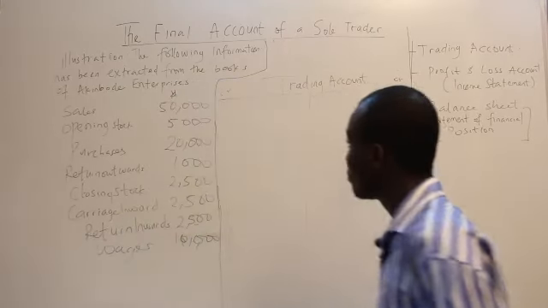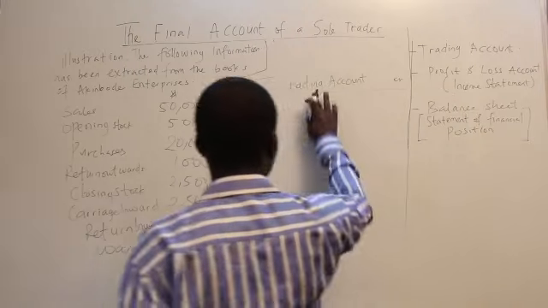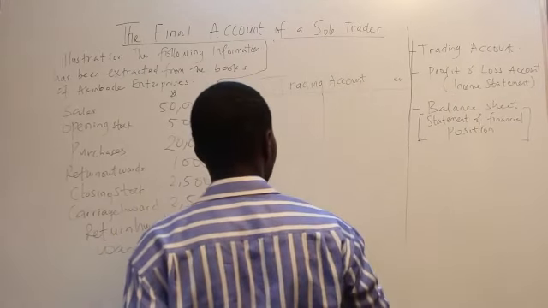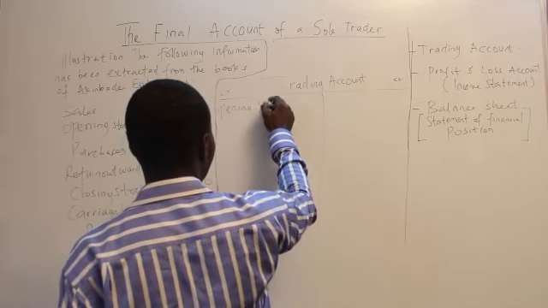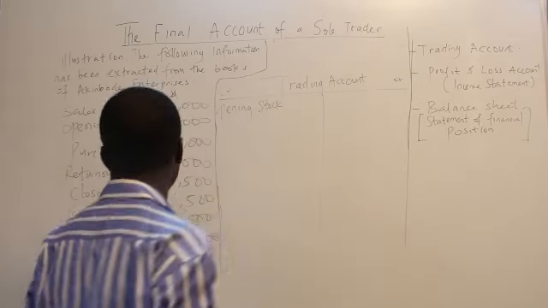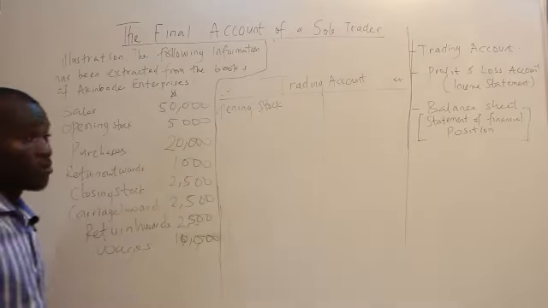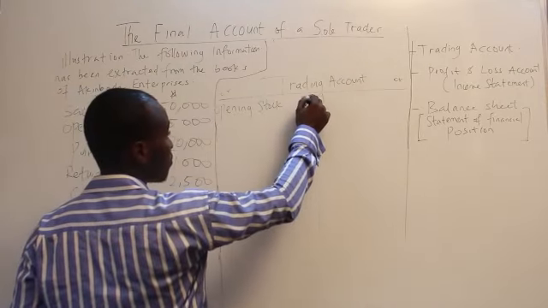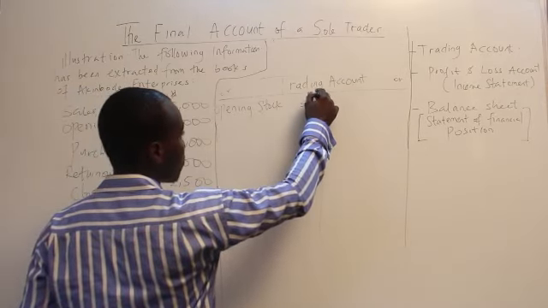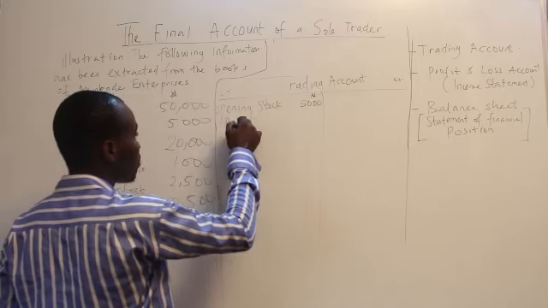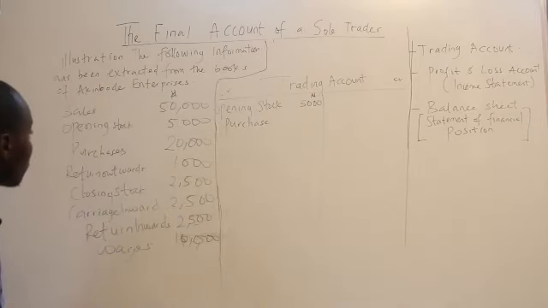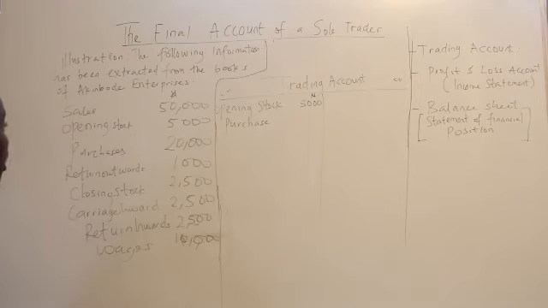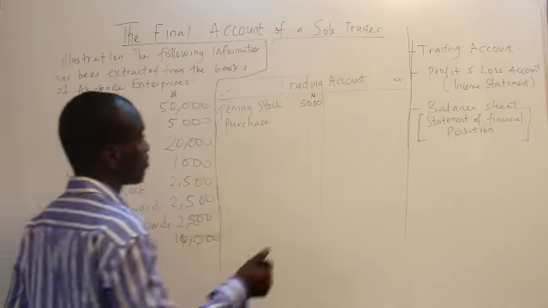So we have opening stock, going to be the first thing. We have opening stock, it's 5,000. So we can add purchase to it. So we had purchase, which is 20,000.